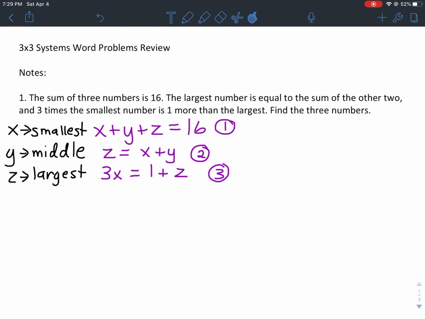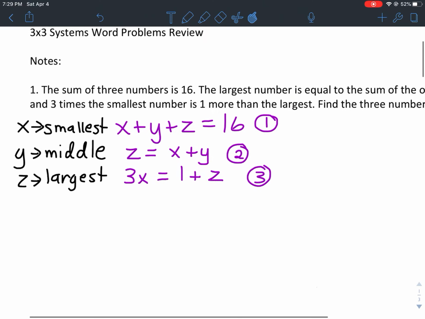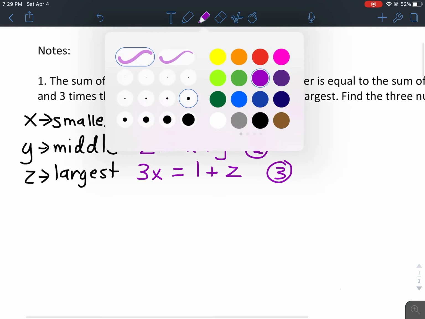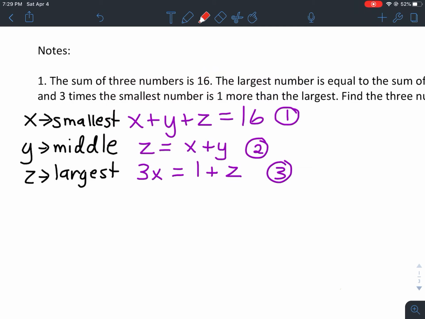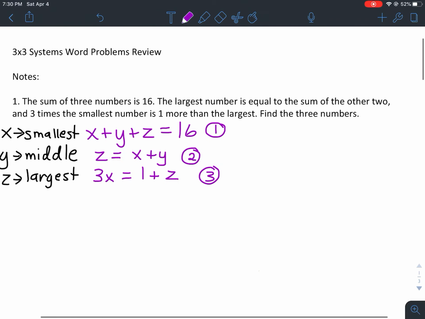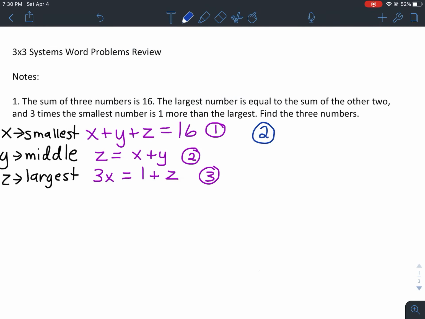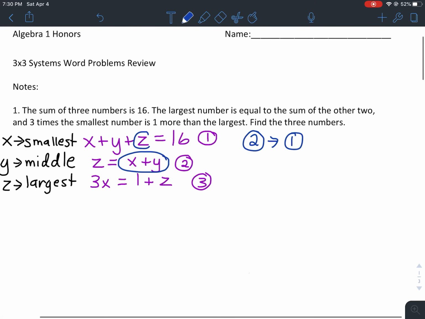Okay, so now it's time to start thinking about how we want to actually approach solving this to get those three numbers. So the first thing I see here, and there's a few different ways you could do this problem, but I see that z equals this. So right away I'm thinking substitution. So I'm going to take equation 2 and substitute that into equation 1, using a different color. So I'm essentially taking this right here and plugging that in for z in equation 1.